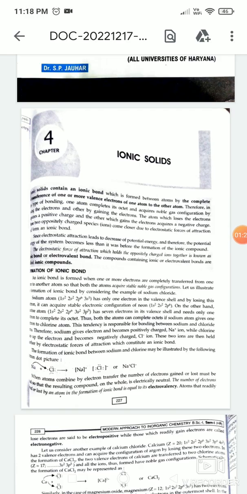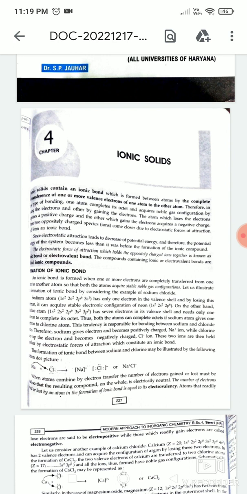Now, first topic is formation of ionic bond. An ionic bond is formed when one or more electrons are completely transferred from one atom to another atom so that both the atoms acquire stable noble gas configurations. Let us illustrate the formation of ionic bond by considering the example of sodium chloride. Sodium atom, whose electronic configuration is 1s2, 2s2, 2p6, 3s1, has only one electron in the valence shell, and by losing this electron it can acquire stable electronic configuration of neon, 1s2, 2s2, 2p6.